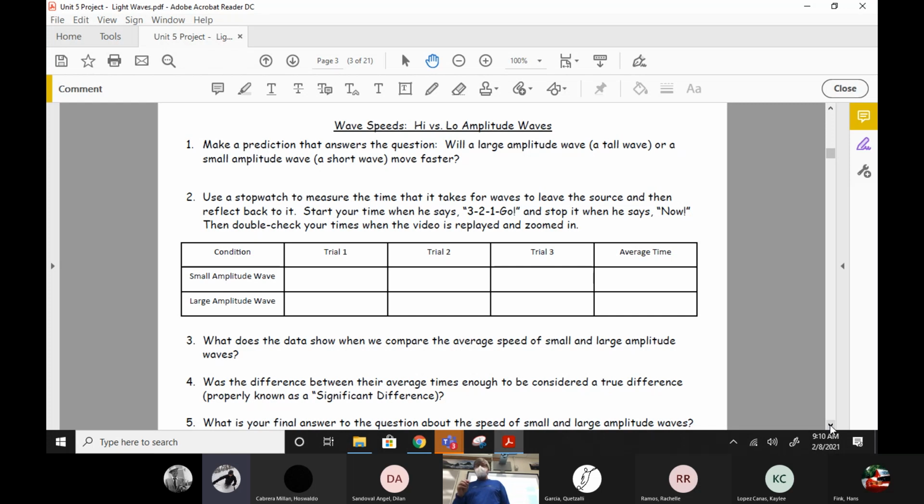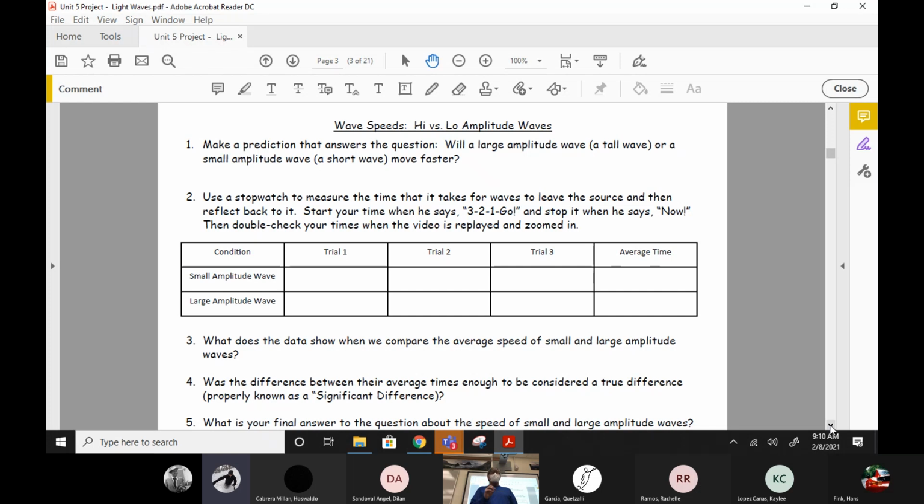And what I'd like you to do is start on number one by making a prediction or a hypothesis. Try to answer the question, will a large amplitude wave or a small amplitude wave move faster? What do you think? Which one will move faster?